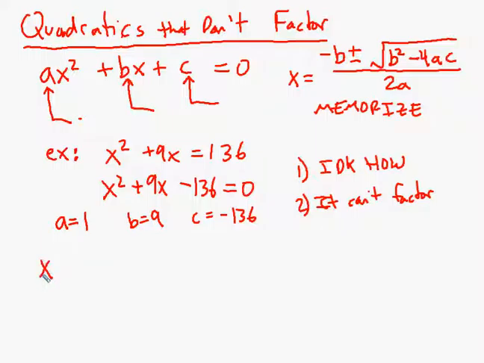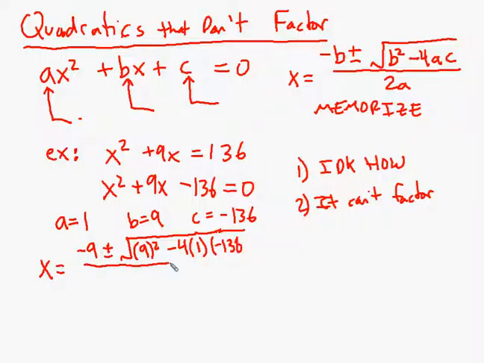So I write my quadratic formula down. I wrote it up here, so I'm not going to copy again just to save room. Negative b is negative 9. Plus or minus. Square root. Now I'm going to put all the things in. B squared would be 9 squared. Minus 4 times A. A is 1. And C is negative 136. All over 2 times A. That's 2 times 1. Now I followed the order of operations.